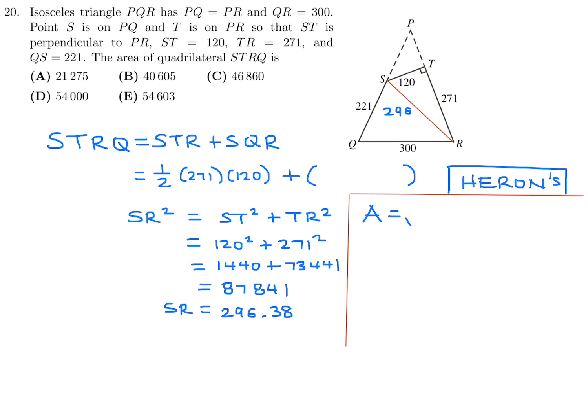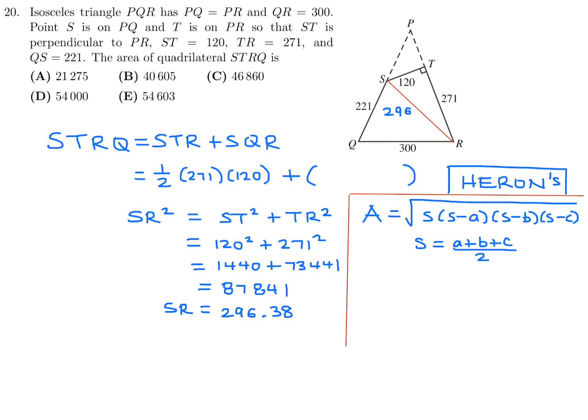The area of the triangle, if you know all 3 sides, is S times S minus A times S minus B times S minus C, all under the square root sign, where A, B, and C are the side lengths, and S is half of the perimeter, A plus B plus C divided by 2. All right. So let's use that formula.